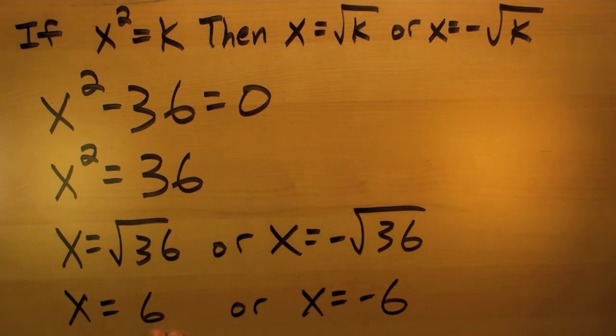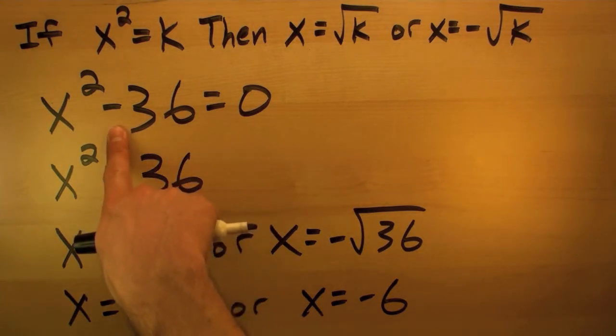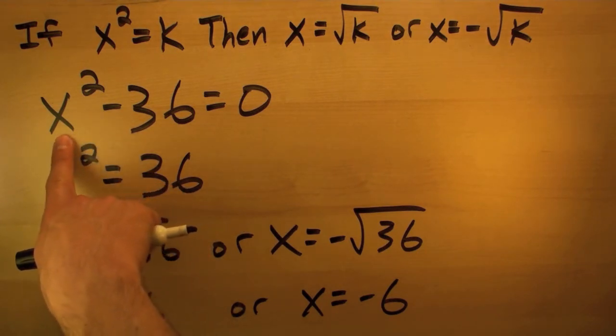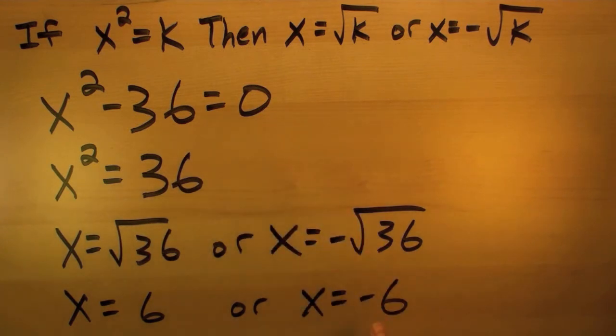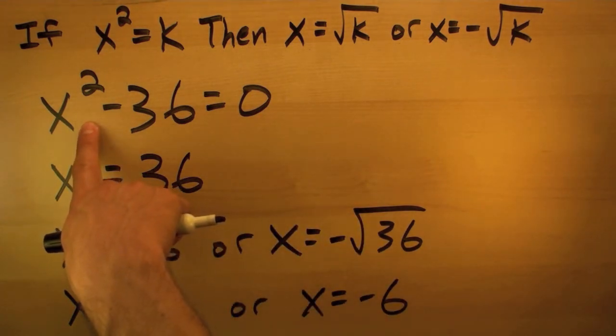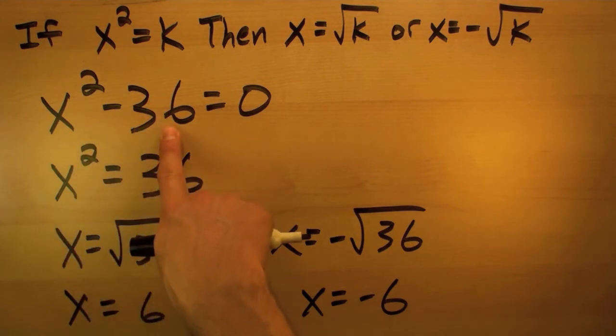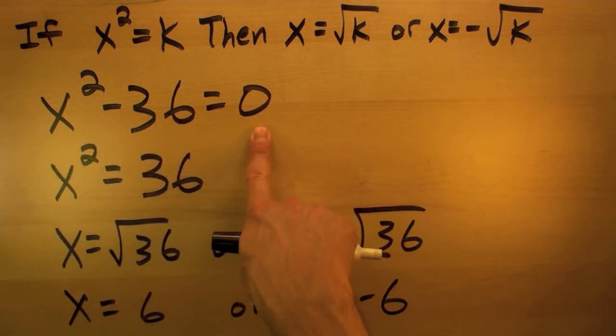You can plug either one of these numbers back into our original equation and you get a true equation. So when we plug 6 in, we get 36 minus 36 equals 0. When we plug in negative 6, squared is also 36, so 36 minus 36 equals 0.